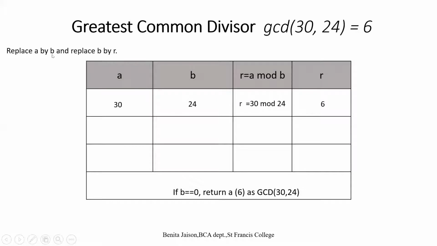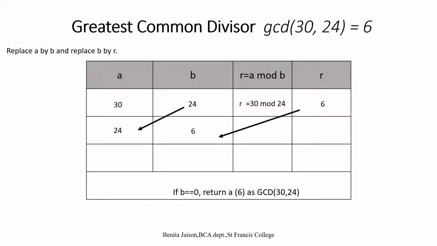Replace A by the value of B and replace B by the value of R. So what will happen now? In the next row, we will be making A as 24, B as 6. Got it? B as 6.